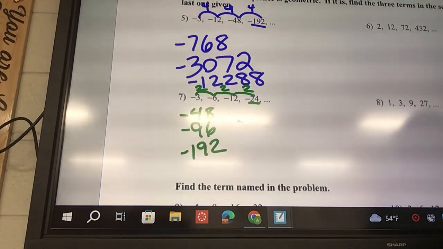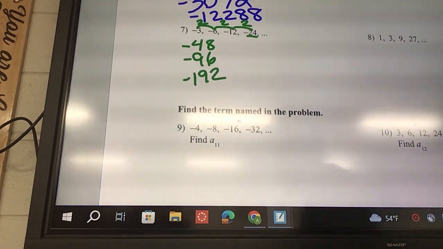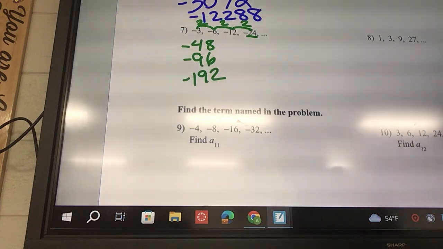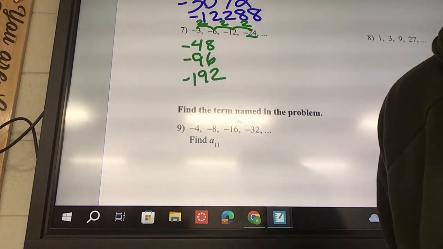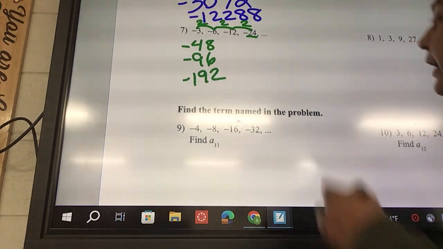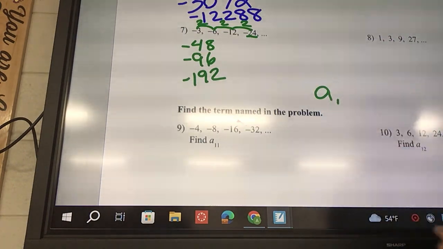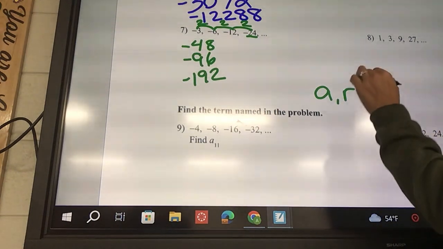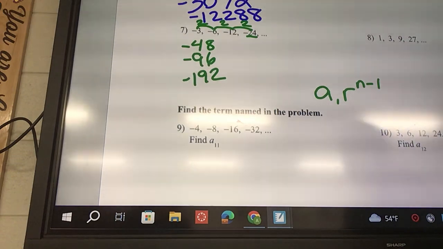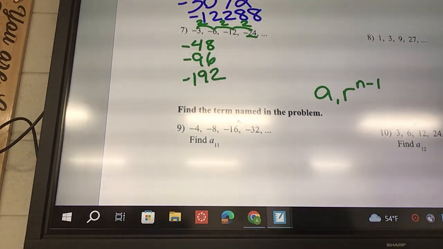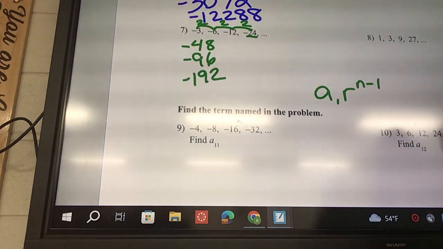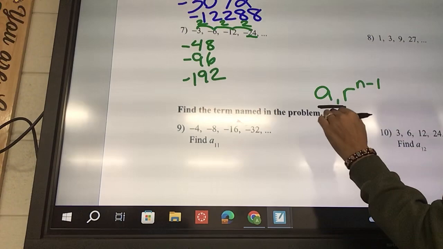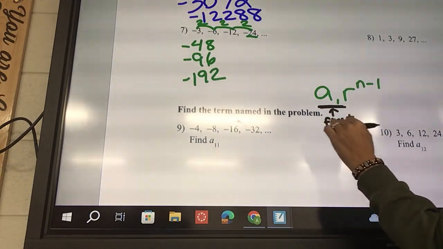Now the next section on here you will need a formula for, and this is the formula. It goes a sub n equals a sub 1 times r to the n minus 1. There's, I don't want to say a lot of vocab, but you're going to hear me say weird words. Now, the a sub 1, this is our first term.